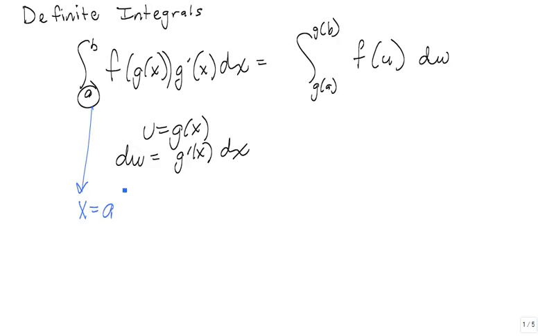And see right here, let's make this change. If x is equal to a, then g of x is g of a, and that's going to be our u. So we need to change our limits by substituting our lower and upper limits into the inside function, or the u function. So let me do an example of that.